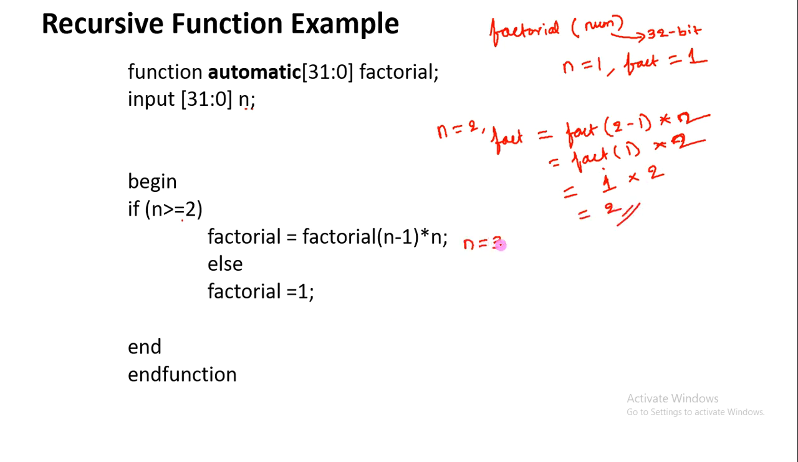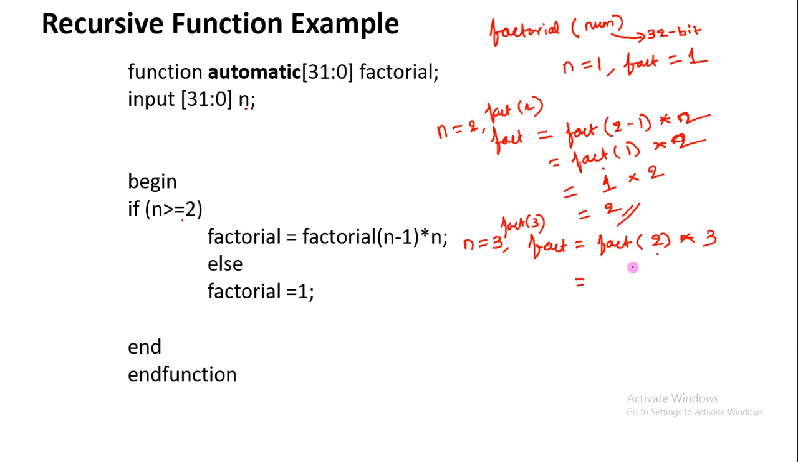Now similarly, I take n equal to 3 for explanation. Just check. N equal to 3 means this will execute. So factorial is equal to factorial of 3. N is equal to 3, right? 3 minus 1 means 2 into n, in place of n it is 3. So what happens with factorial 2? We have already shown it here. The same thing happens. It is calling this function again and again. When n is equal to 2, factorial of 2 is invoked. N equal to 3 means factorial of 3 is invoked.